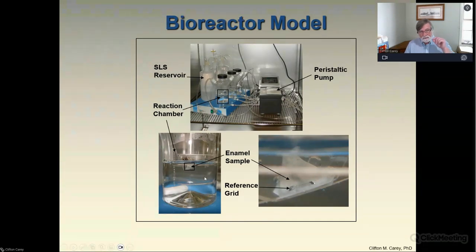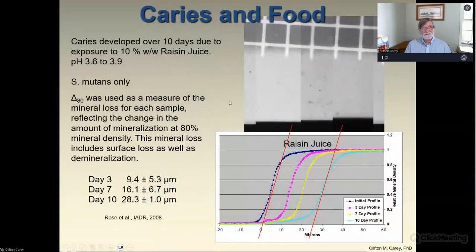Each of these samples was seeded with Strep mutans, and they were taken out of the flow of solution 2 or 3 times a day and put into a sugar solution to feed the bacteria, and then we tested different solutions of food on the growth and demineralization of the enamel. In particular, we were looking at raisin juice. And raisin juice is interesting because raisins are always thought to be healthy. But what's its cariogenic potential? And that was our question.